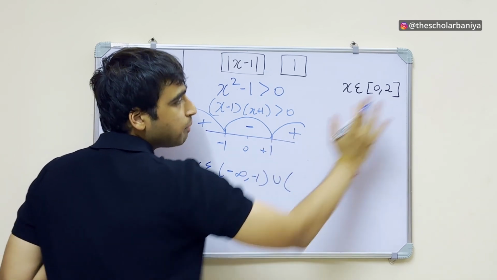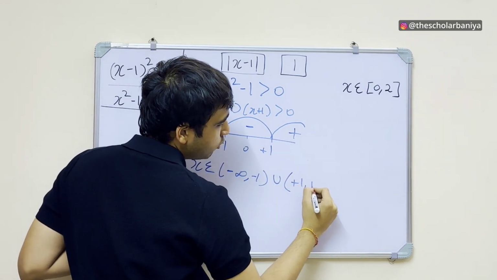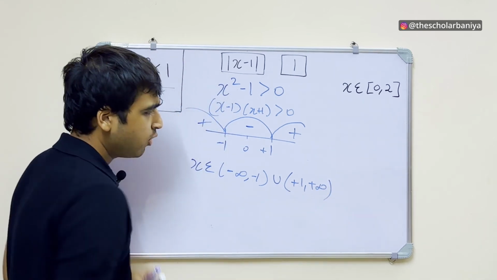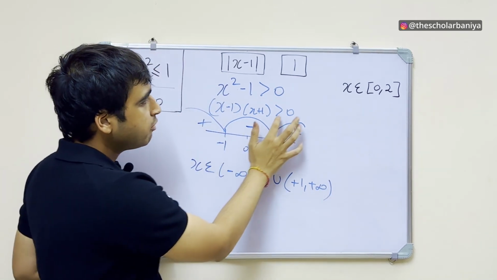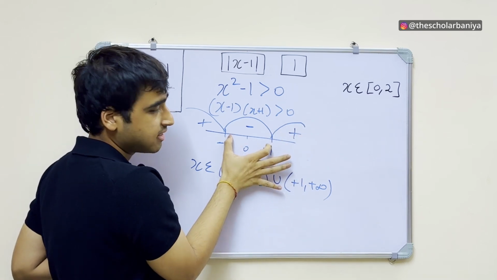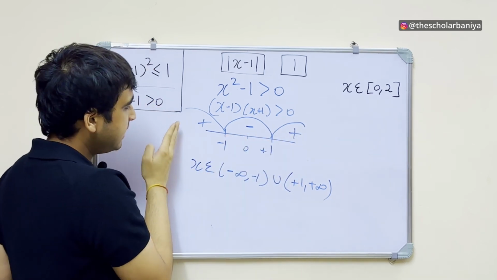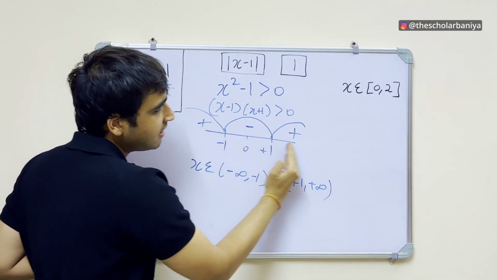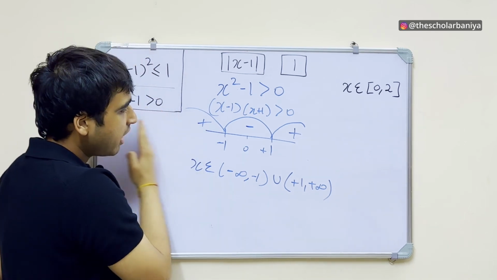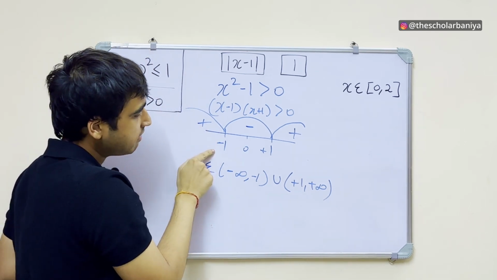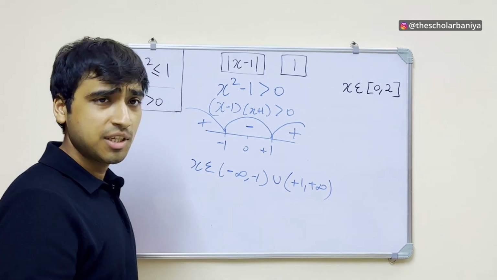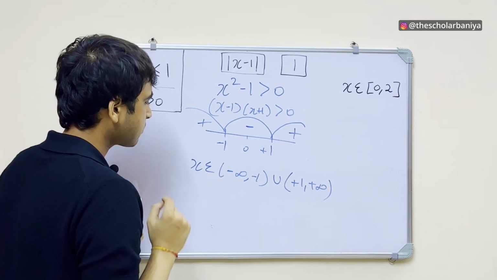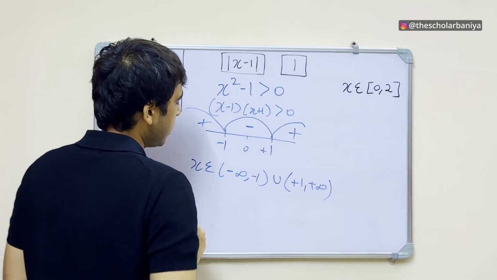So plus 1 to plus infinity. I hope this should be easy to understand. If the case would be negative, then we would take this. If the case is positive, then we will take this part and this part, right? So this part means minus infinity to minus 1 and plus 1 to plus infinity. I hope this should be easy to understand, or basic to understand.